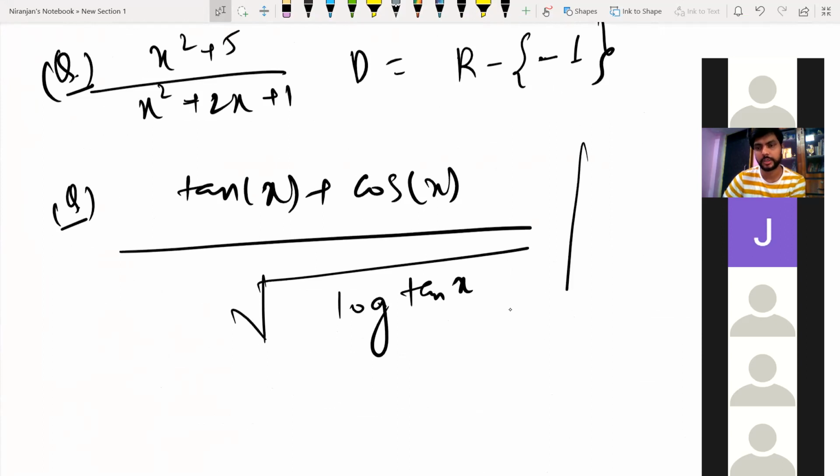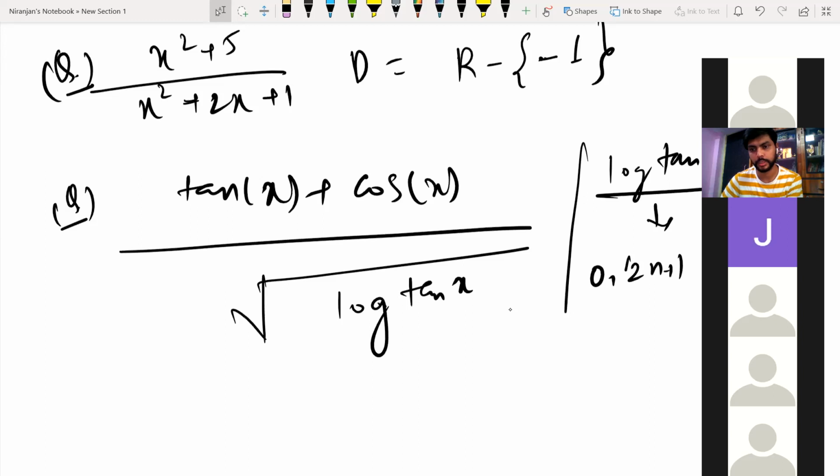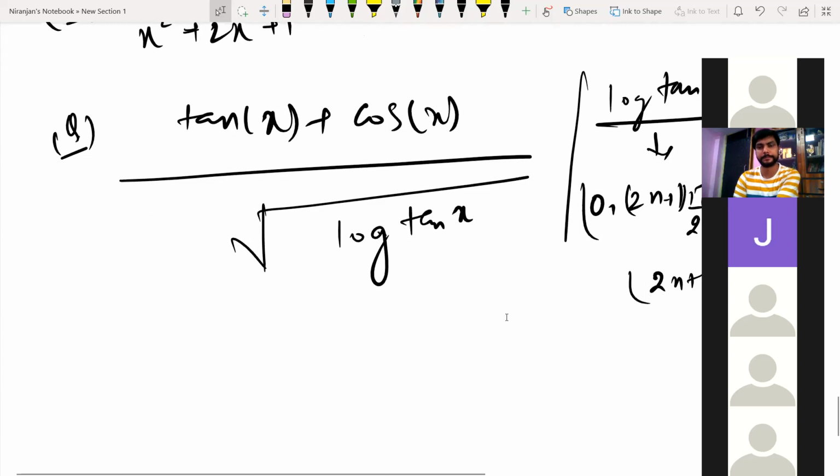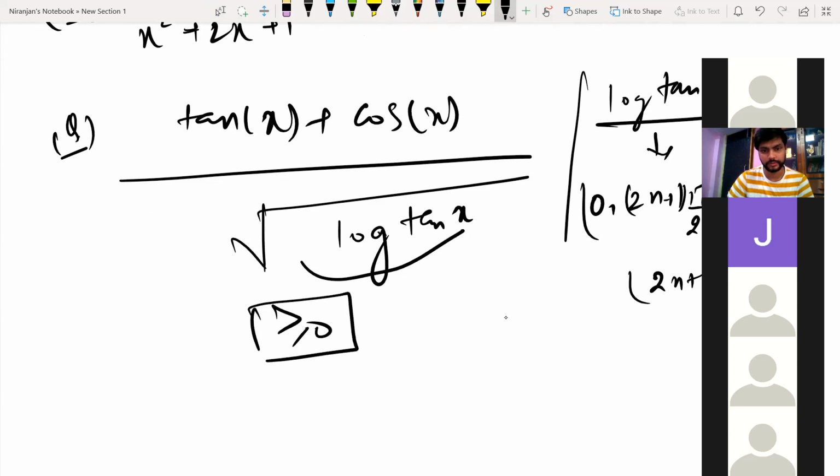So earlier we solved for log tan x. And here the domain was (0, (2n minus 1) pi by 2) union (n pi, (2n plus 1) into pi by 2). Now, this also needs to be greater than or equal to 0.